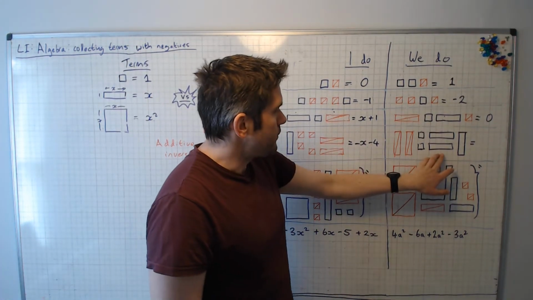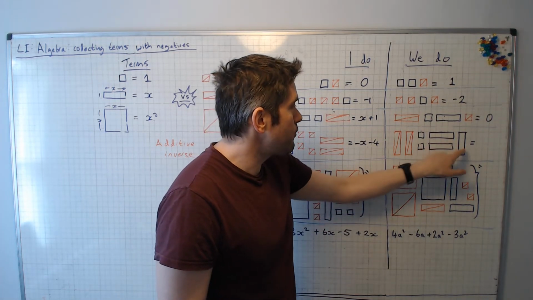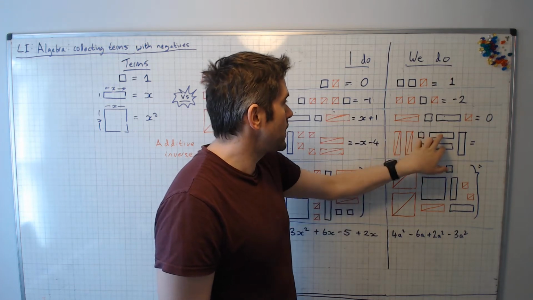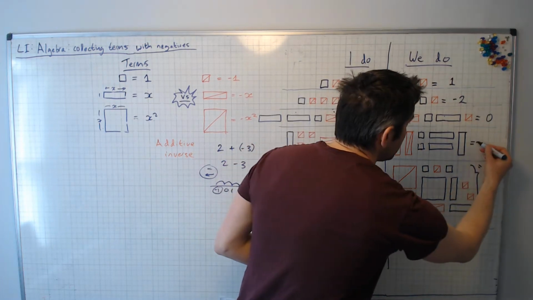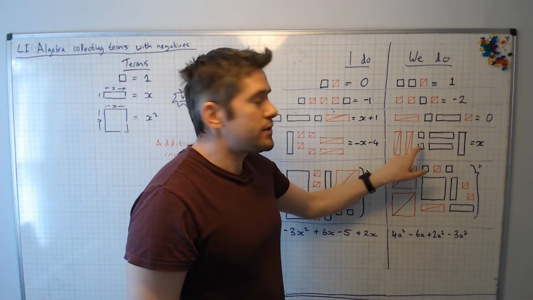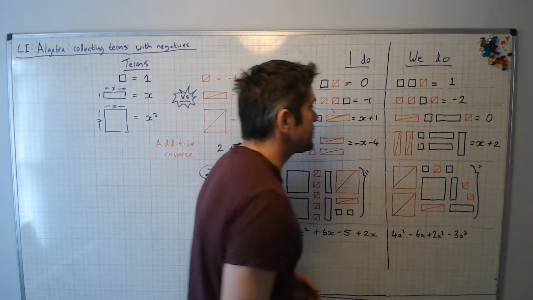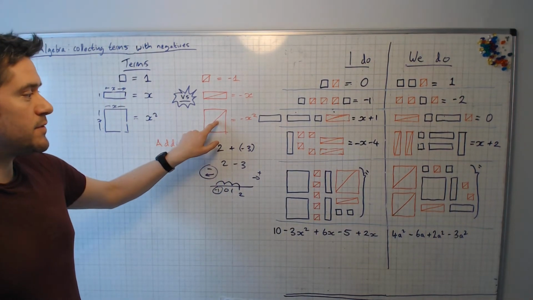Have a go at this one. This time, again, starting with the x's, we've got 3 positive x's and 2 negative x's. 2 of those are going to add together with these 2 to make 0, leaving us with just 1 x. Then when we look at the constants, the ones, we've got 2 positive ones, no negative ones, so x plus 2. Now we've got some x squareds into the game as well.